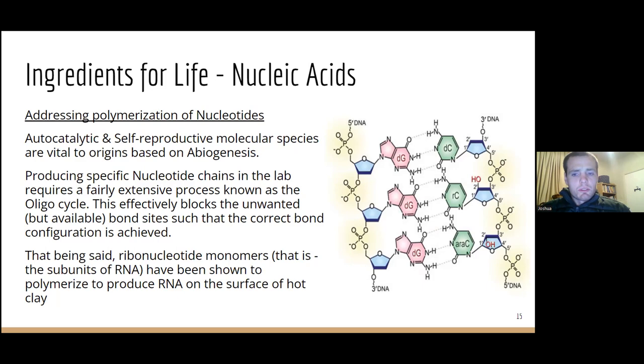That being said, according to some research, RNA monomers or ribonucleotide monomers have been shown to polymerize to produce RNA, probably messy RNA, but RNA nonetheless, on the surface of hot clay. So hot clay seems to have properties which promote RNA coming together.